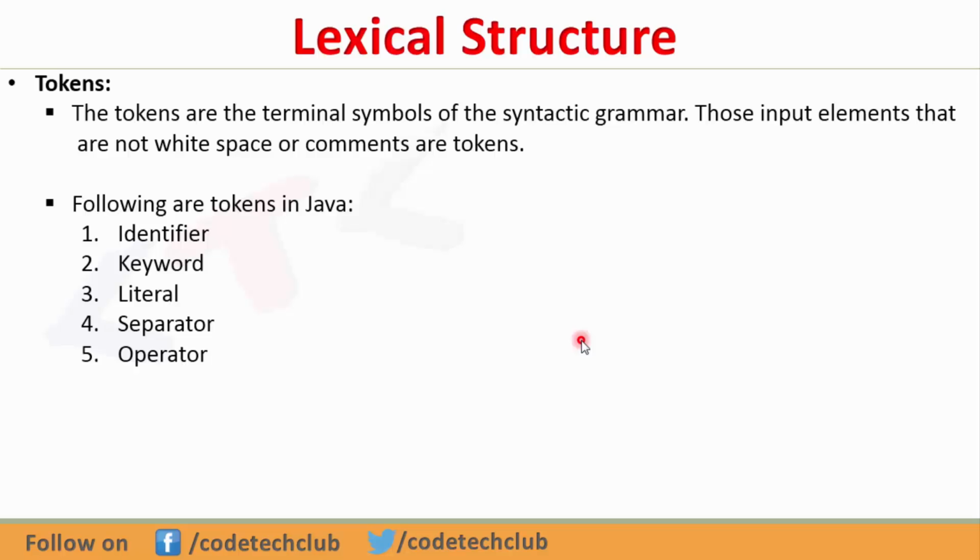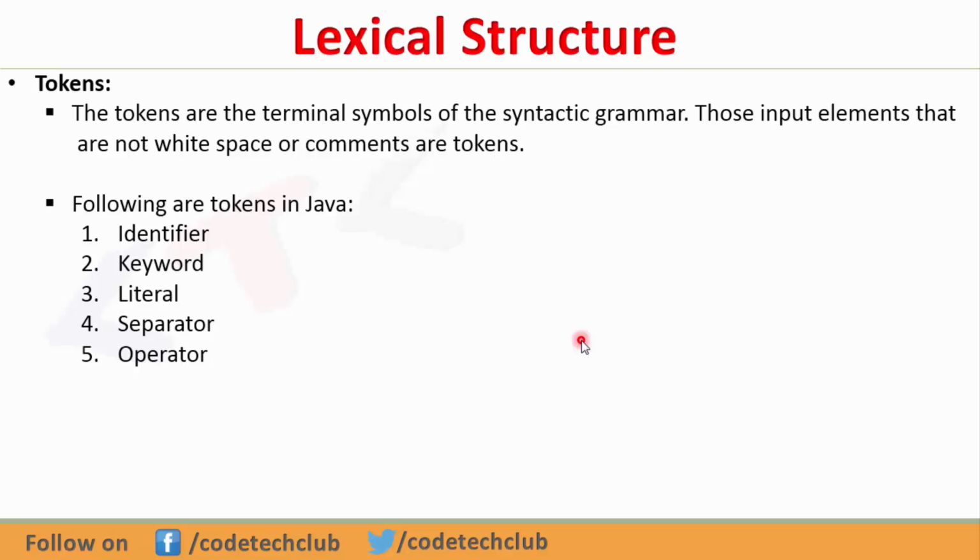The tokens are the terminal symbols of the syntactic grammar. Those input elements that are not white space or comments are tokens. So except for white space and comments, the remaining parts are tokens. What are the remaining parts? Identifiers, which are nothing but names given to your variable or field, or to your class or method in Java. Keywords are reserved words. You cannot use these keywords as identifiers.